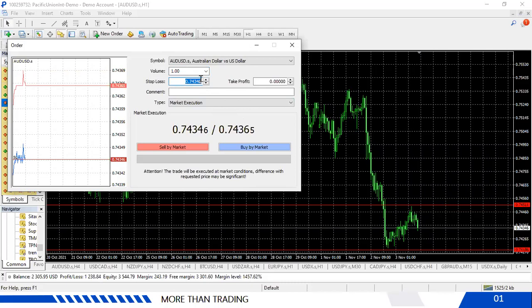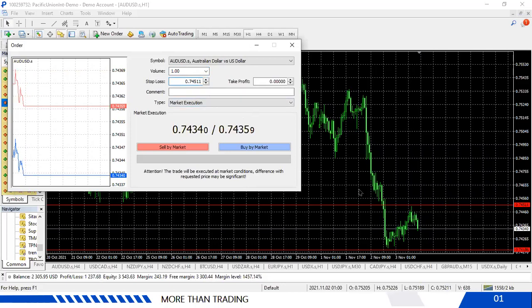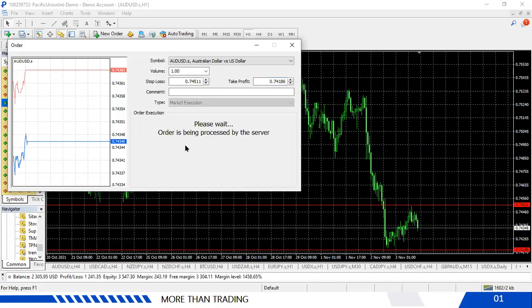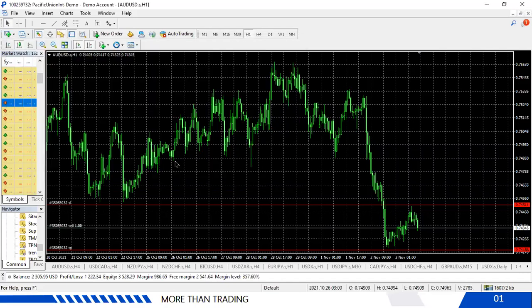0.74511. So double tap this place, double tap. We have 0.74511. So this is my stop loss, which means that if the price is going against me, then you should take me out here. Then my take profit, where am I targeting? I am targeting this region. This is my take profit because I'm selling. So I'll click on 0.74186. Because I am taking the trade and it is sell, I'm going to click on sell. So once you click on sell, you have this order.